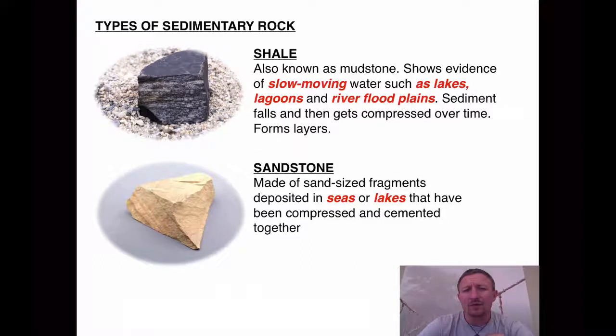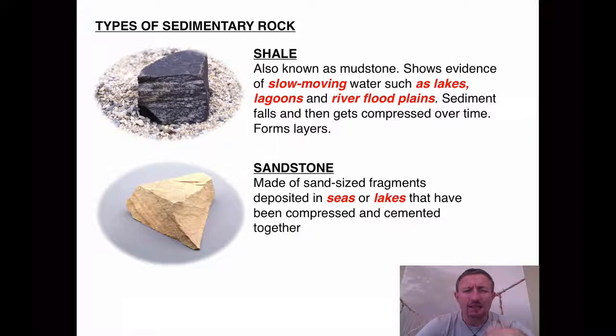Well, first up we've got a picture here of shale. Shale, also known as mudstone, often occurs again in slow moving water such as lakes, lagoons, river plains and floodplains. It just gets compressed over various periods of time, and you can see the distinct layers which have been formed in the shale because of the layers of sediment on top of it.